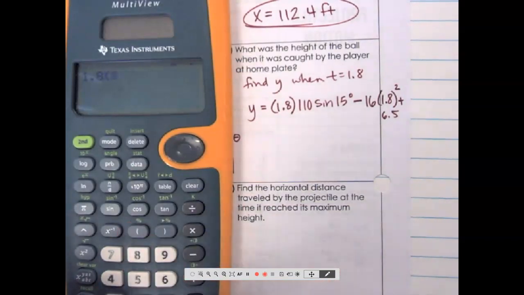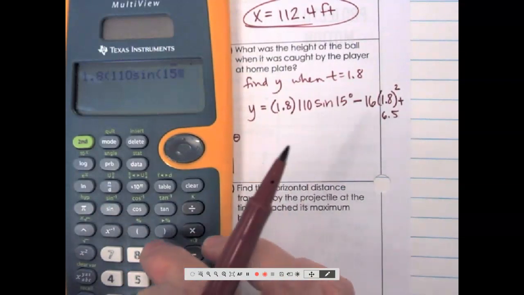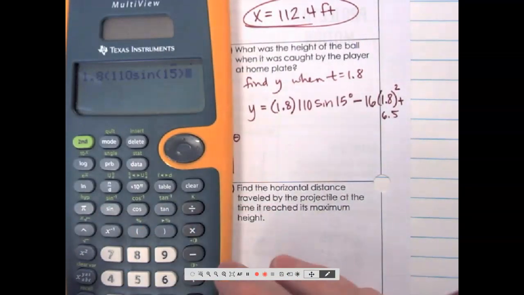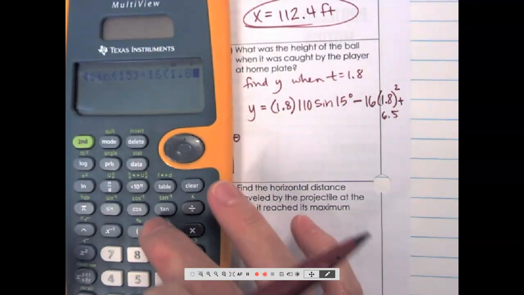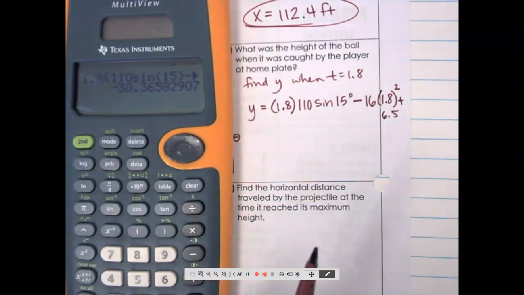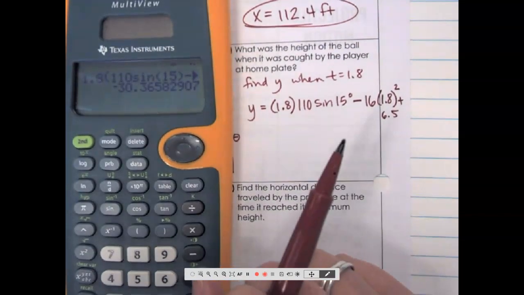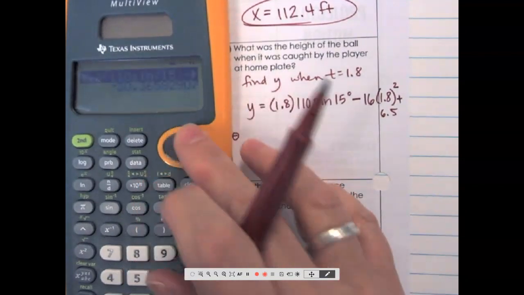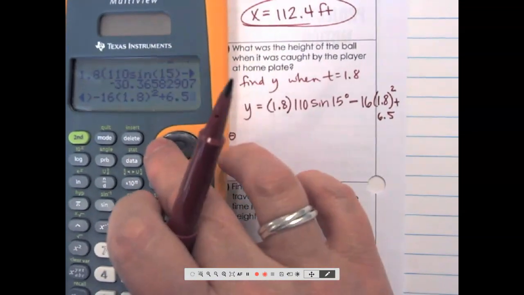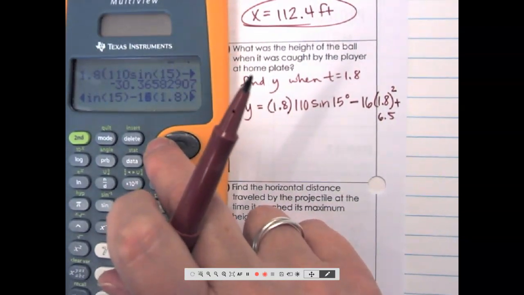Eight times 110. Really, if we want it more accurate, we should probably use some decimals after that 15. Uh-oh. I think I typed something wrong, don't y'all? Because I got a negative. It went underground. Let's see what I did. If y'all see my mistake, let me know.